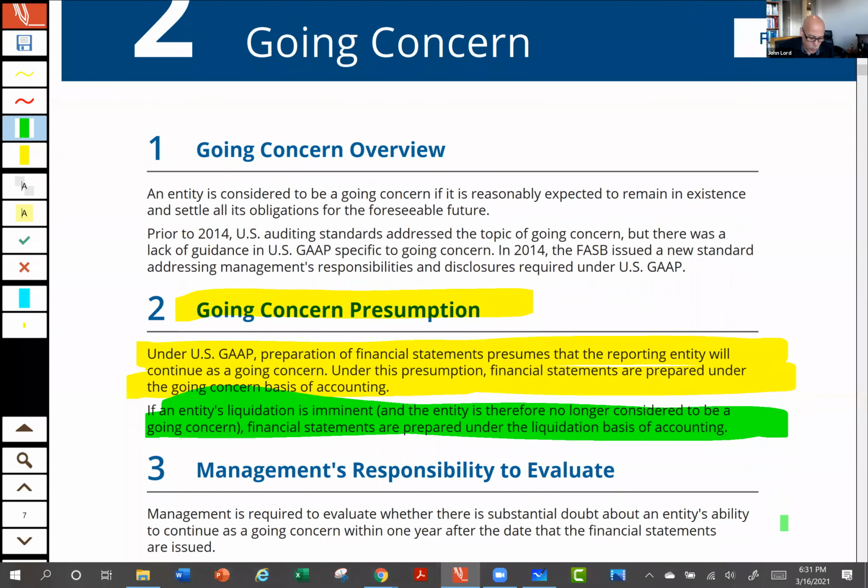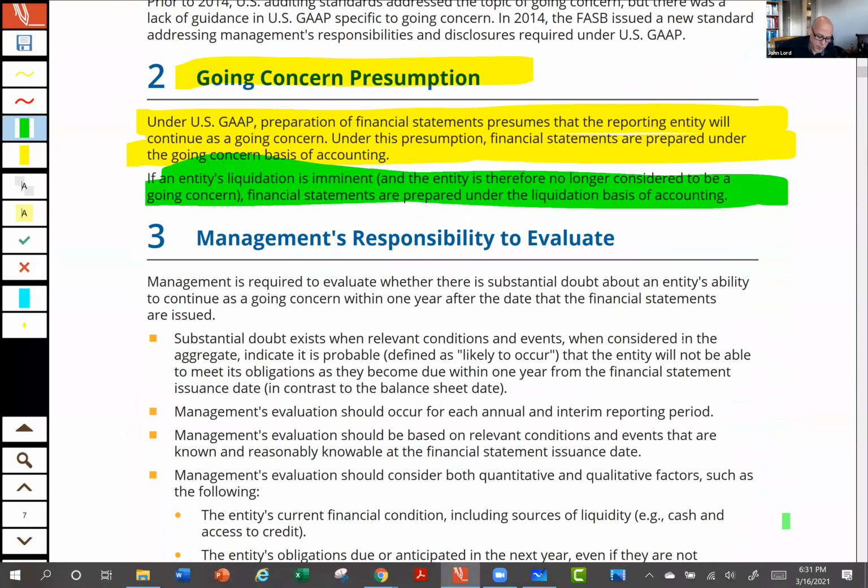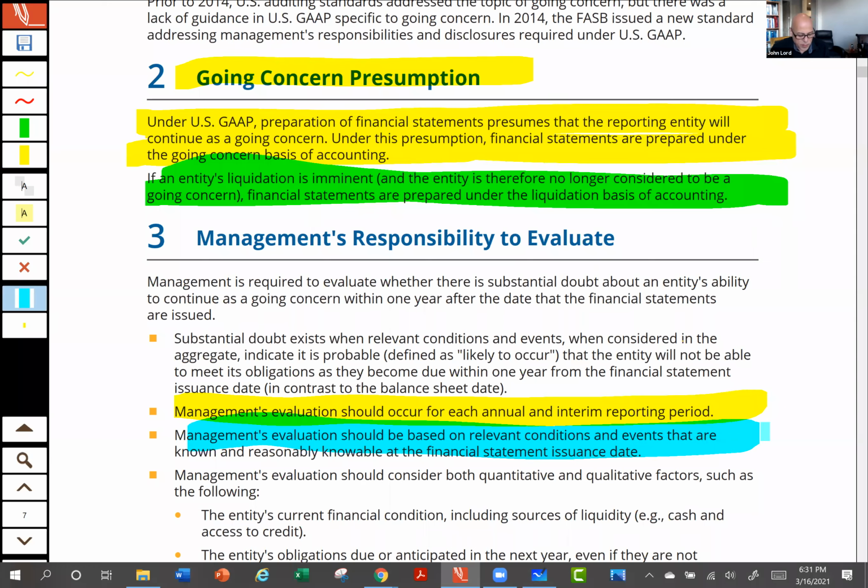Okay. Now, what is management's responsibility? Management is responsible to evaluate each annual and interim reporting period. Management's evaluation should be based on relevant conditions and events that are known and reasonably knowable at the financial statement issuance date. You don't have to look out 10 years in the future and see what's going to happen with your business to do this, right? And management's evaluation should consider both quantitative and qualitative factors.